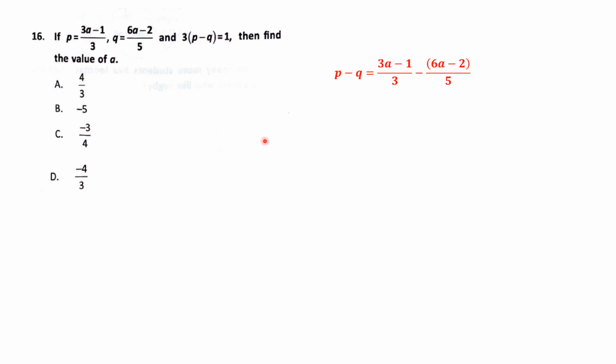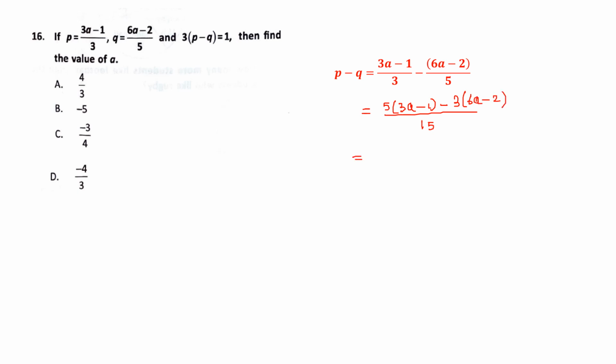So let's find it. P minus Q, if you see the LCM of 3 and 5, as both 3 and 5 are prime numbers. So we know that when the denominators are prime numbers, LCM is going to be their product. So 3 into 5 will give me 15. So here in 3 I have to multiply 5. So it will become 5 times 3a minus 1 minus, and in 5 I have to multiply by 3 to make it 15. So 3 times 6a minus 2.